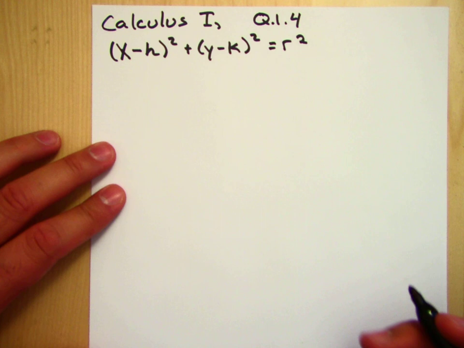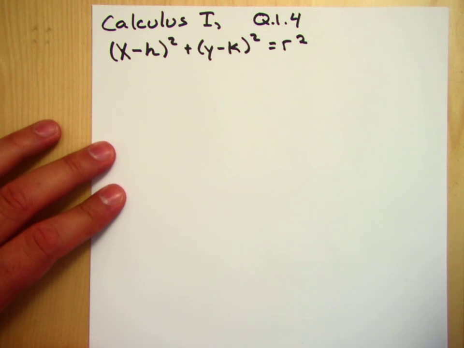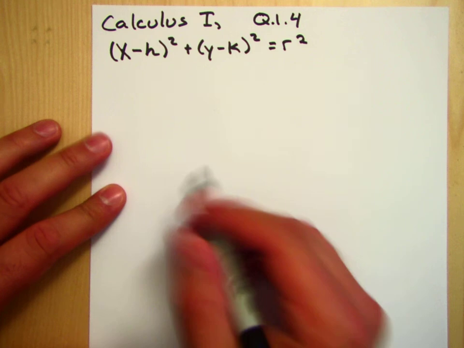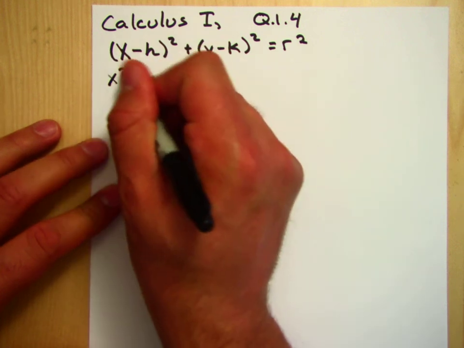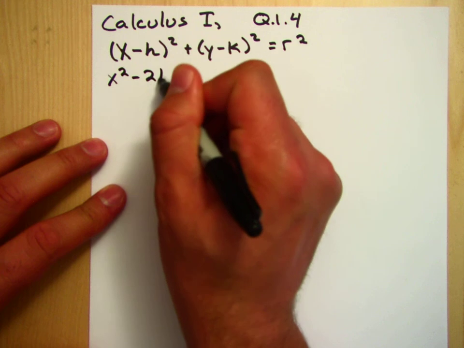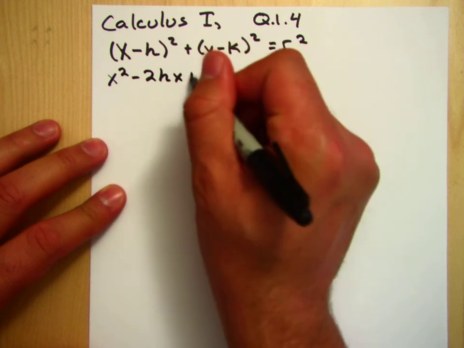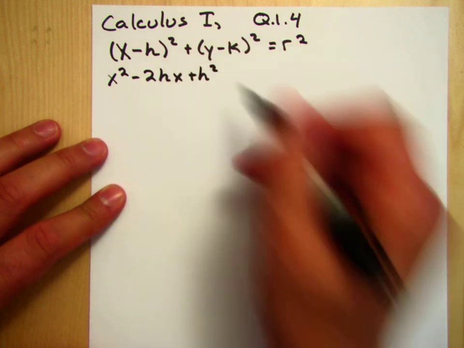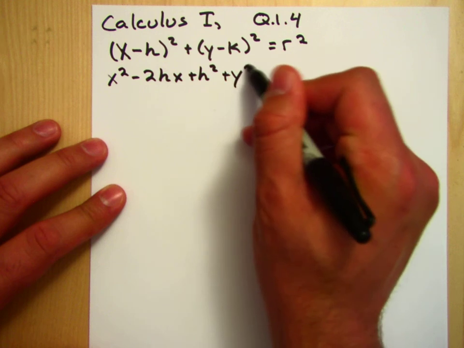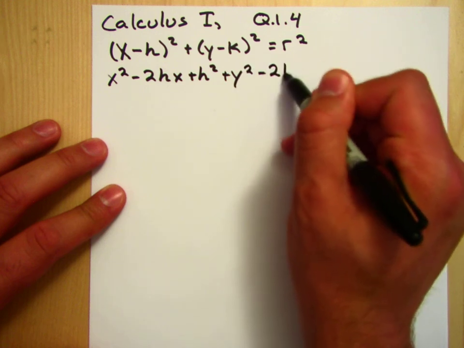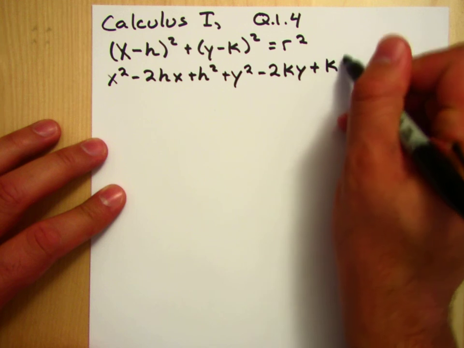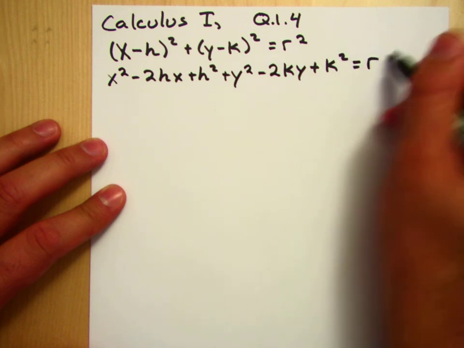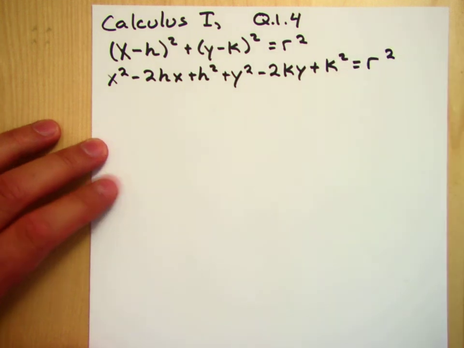Now we can think of this equation as really like a sum of quadratics equals a constant. And if we were to distribute this out, what would this look like? This would be x squared minus 2hx plus h squared plus y squared minus 2ky plus k squared is equal to r squared.